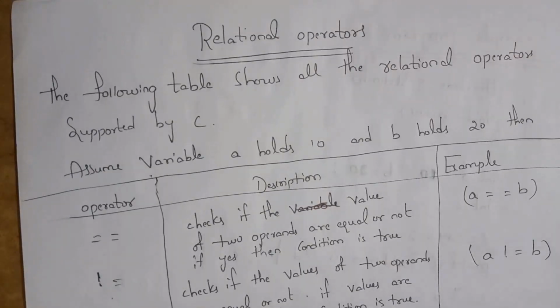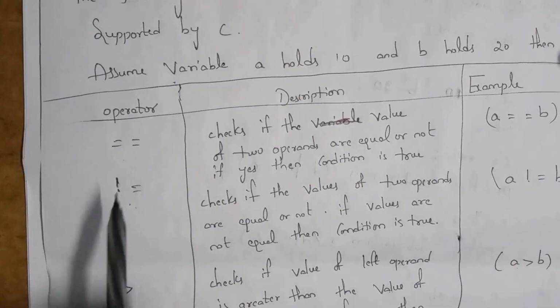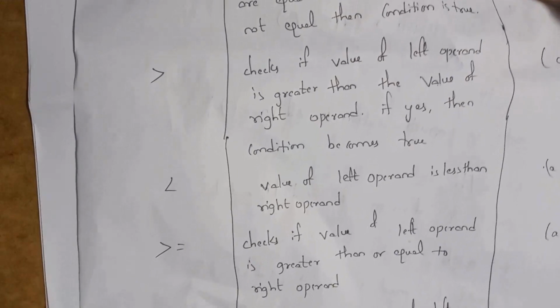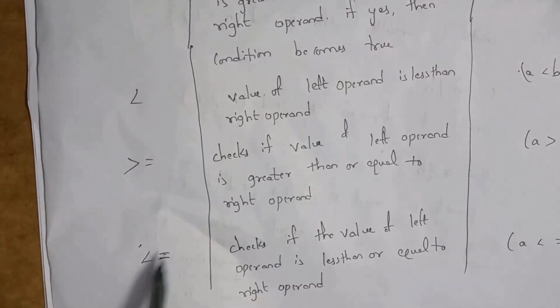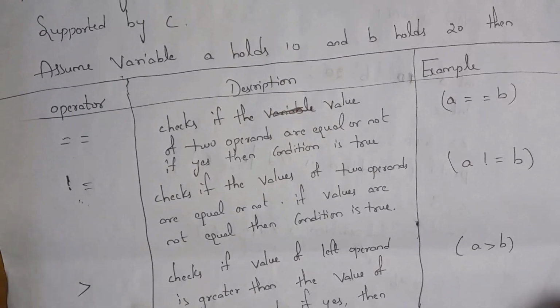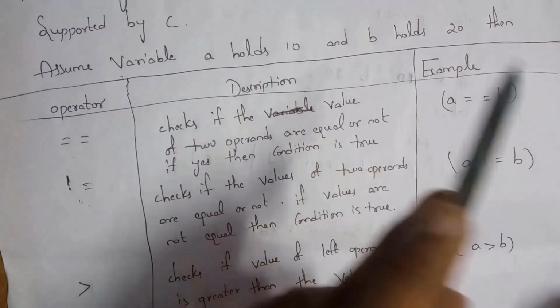Relational operators are used to identify relation between various operands. These are various types of relational operators in C. First one is equal to, next one is not equal to, greater than, less than, greater than or equal to, and less than or equal to. All these are relational operators in C. Let us consider two operands where A holds value 10 and B holds value 20.